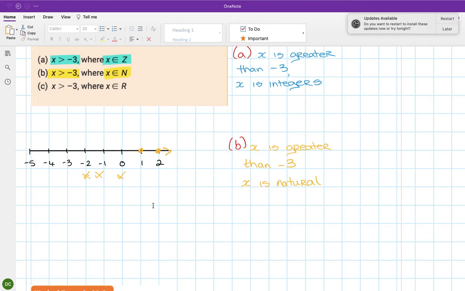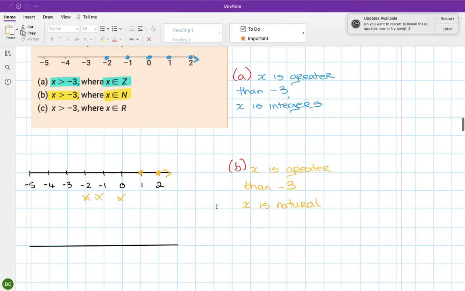So let's do part C. Okay, so I'm just drawing another number line. Okay, so for C, it's the exact same: x is greater than -3 again.